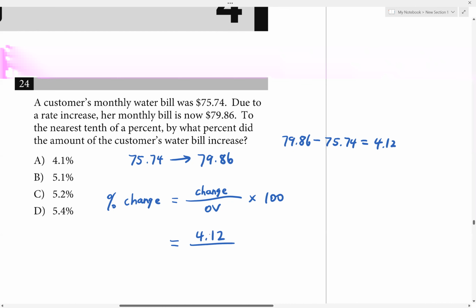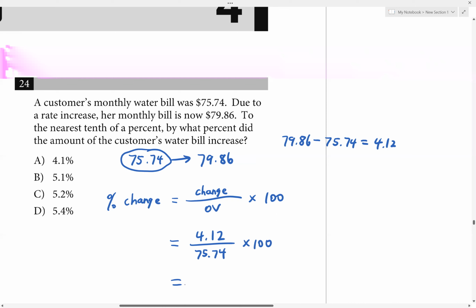Once we have the change, to find the percent, we have to divide it by the original amount, the number that we begin with. If it's a percent increase, that should be the smaller number that we begin with. If it's a percent decrease, then the number we begin with will be the bigger number. So here the original value is 75.74, what we started with before the change. We divide by that and then multiply by 100, and that should give us the percent change.